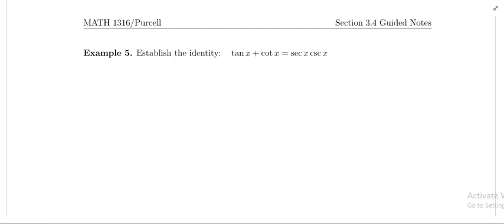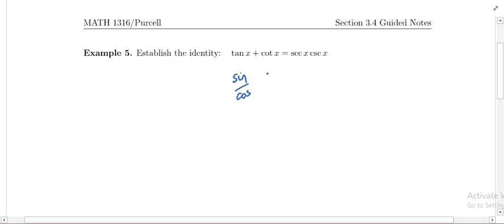The reason being, I feel like there's more that you can do with it. Like tangent, I can make sine over cosine, and cotangent, I can make cosine over sine, and then I can add those two fractions together and get a common denominator. So I feel like it's going to go somewhere, if that makes sense. So that's what I'm going to do.